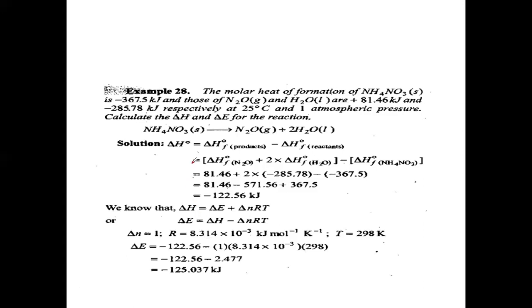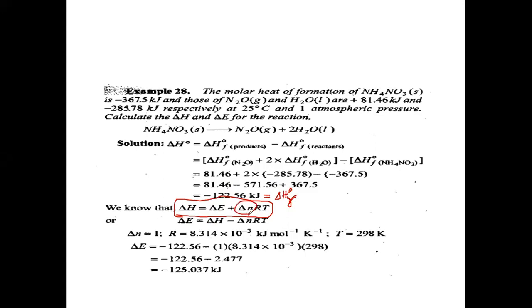Now check it here. What is asked here? Now we have delta H not of reaction as the result. Now what are we asked to calculate? Delta E they asked. Now see, you have to remember this relation: delta H is equal to delta E plus delta n RT. Delta H is equal to delta E plus delta n R into T.